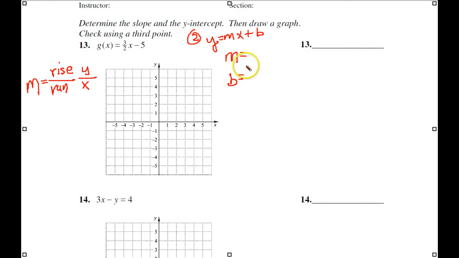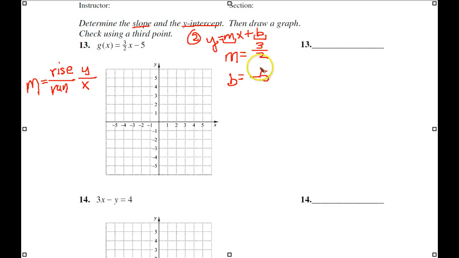Okay, as we go on to number 13, they're asking us to determine the slope and the y-intercept, and then using these two items to draw the graph. Well, remember, whatever's in the M position is the slope, and whatever's in the B position is the y-intercept. So our slope here is going to be 3 over 2, and our y-intercept is going to be negative 5.